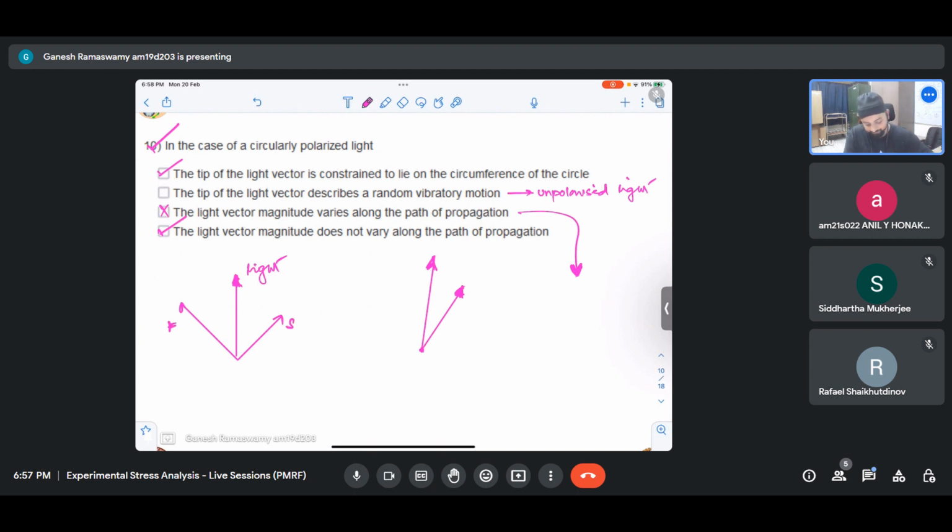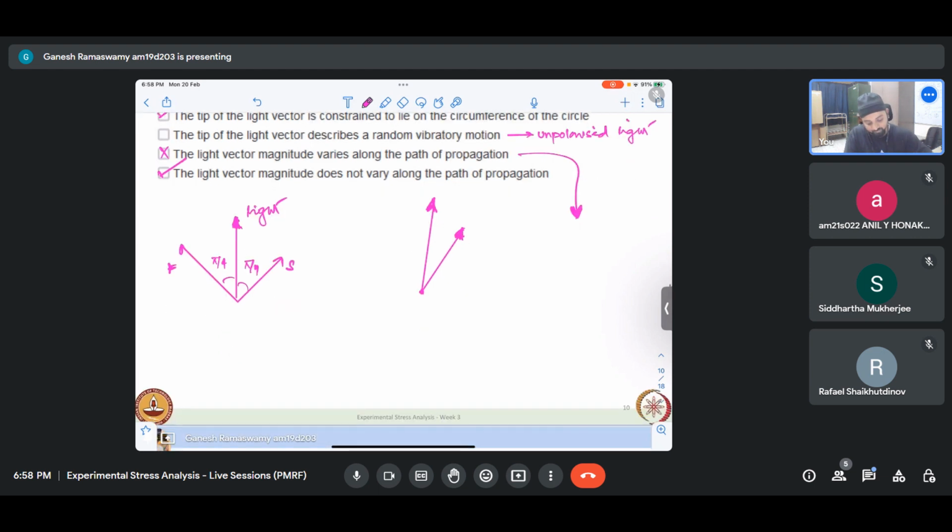Fast and slow axis. And this is pi by 4. Therefore, not a circle.